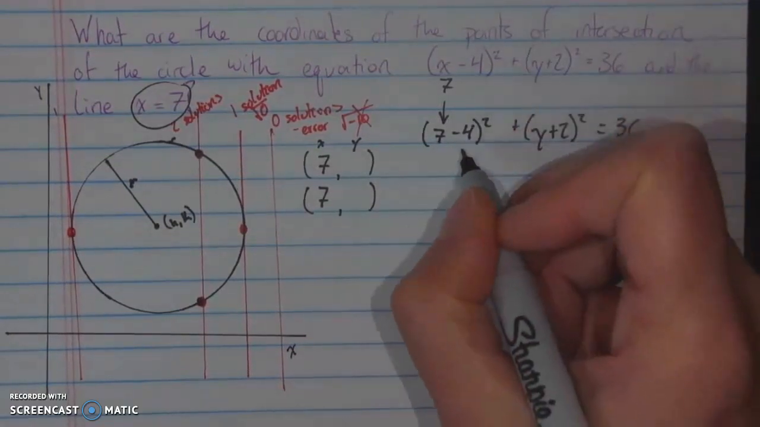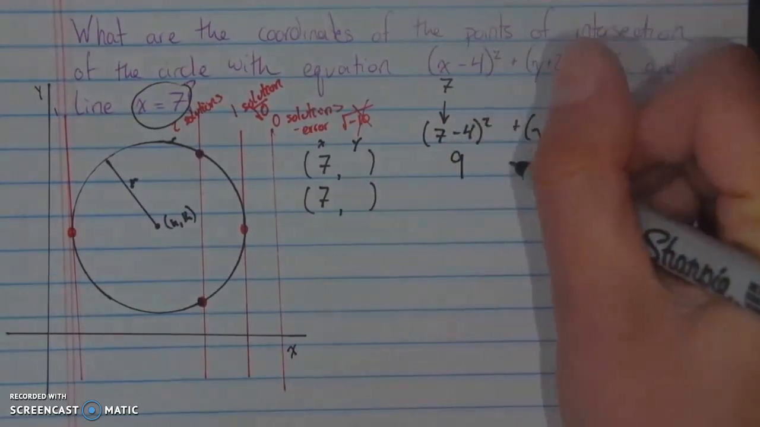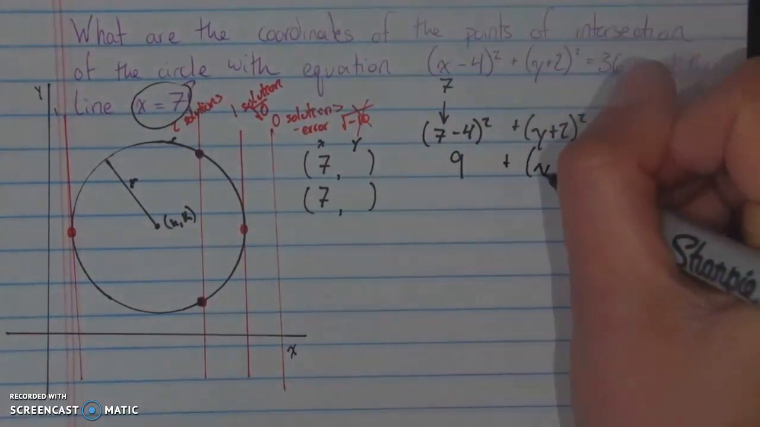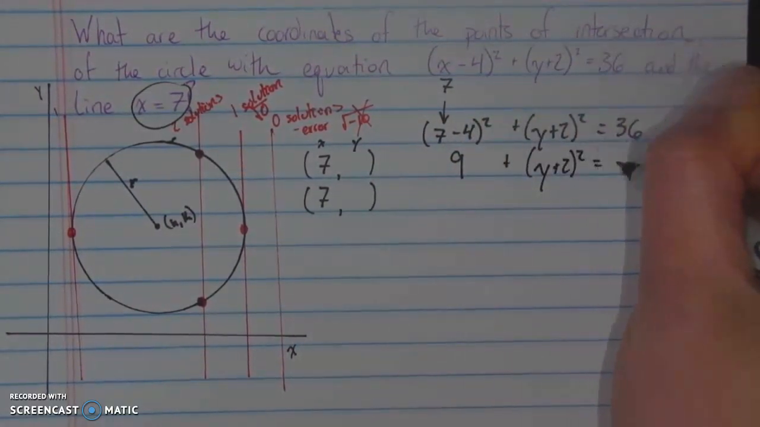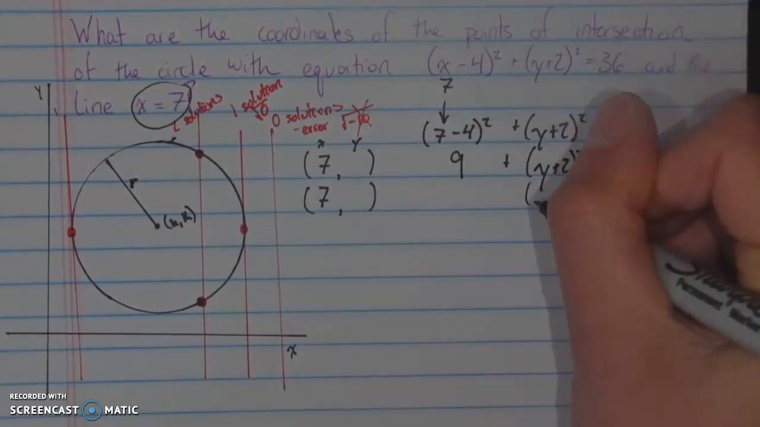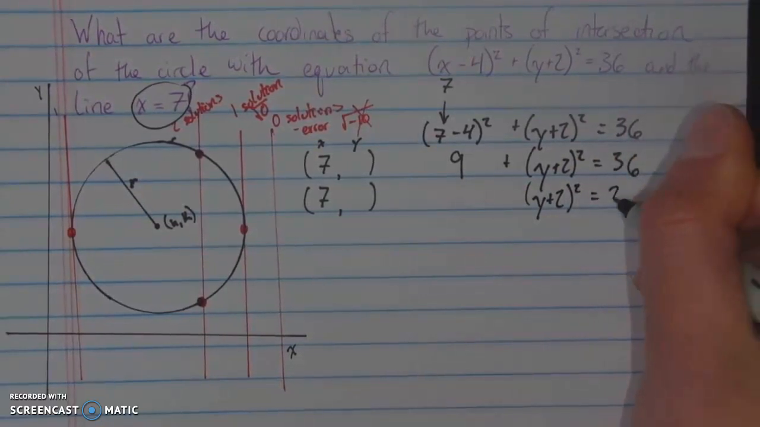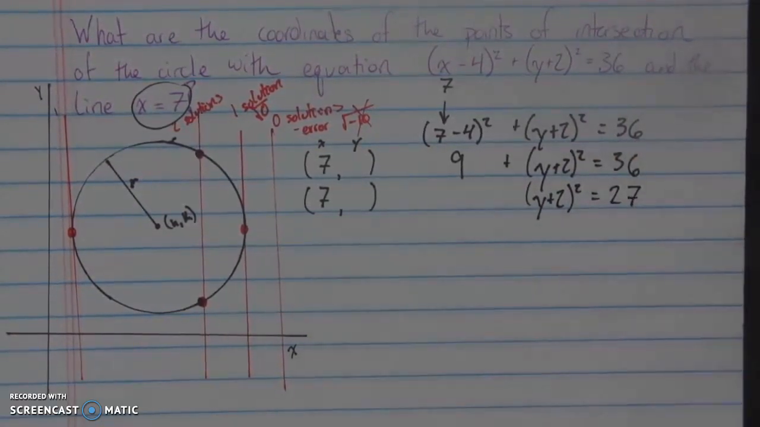7 minus 4 is 3, and 3 squared is 9. So I end up with 9 plus (y plus 2) squared equals 36. Subtracting 9 from both sides, I have (y plus 2) squared is equal to 27. Now this is where mistakes are frequently made.